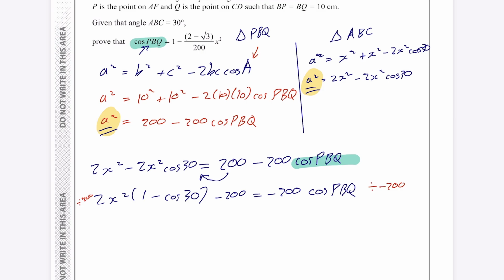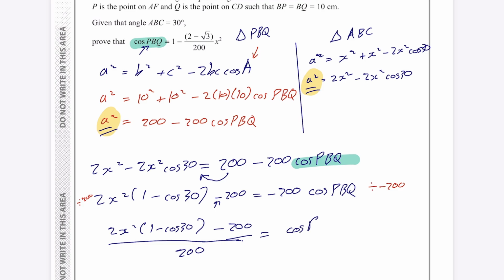So that then becomes, so that'll become 200 minus, I've just moved that over, so this will become a positive because we're dividing by a negative 200. Actually, I'll write this out so it's not too confusing. So that will become 2x squared bracket 1 minus cos 30 minus 200. Well, we're dividing the whole thing by 200, but we can pretty much imagine it like this. But it's the exact same as doing that, dividing the whole thing by 200, and that's equal to now cos PBQ.